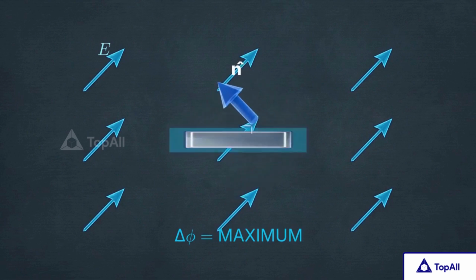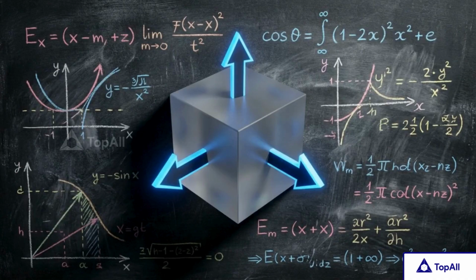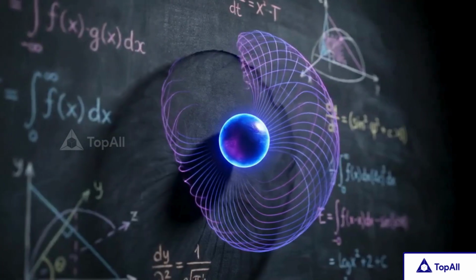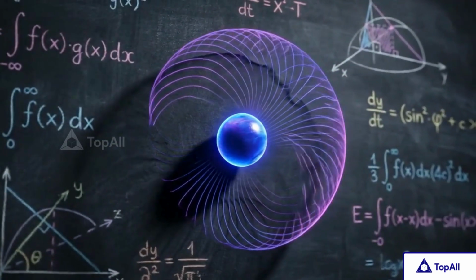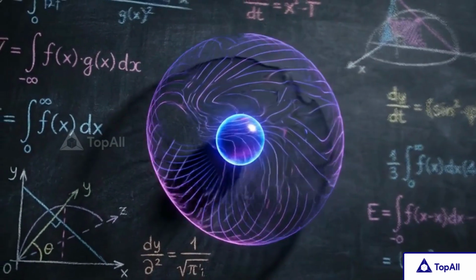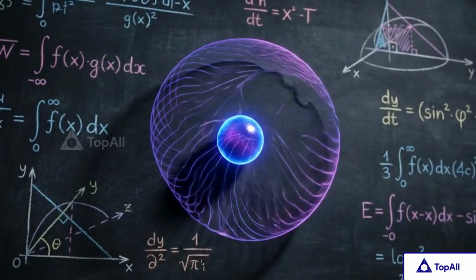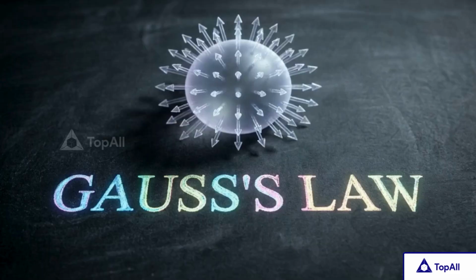Parallel vectors yield the maximum possible flux, while a 90-degree angle results in a flux of zero. Using the outward normal convention for area vectors is essential for solving electrostatic field problems correctly. This specific logic scales up from flat planes to accurately map the invisible fields surrounding complex, closed three-dimensional shapes. Mastering this specific geometric alignment is the final step toward applying Gauss's law in the next chapter.